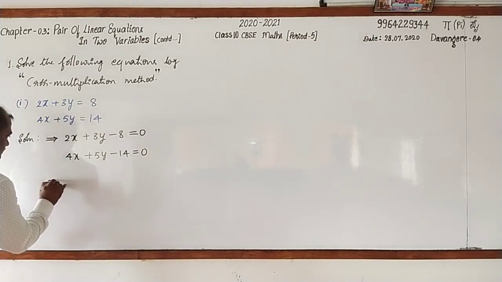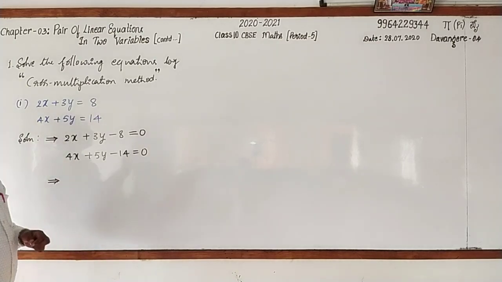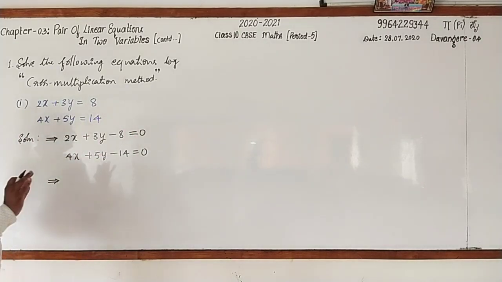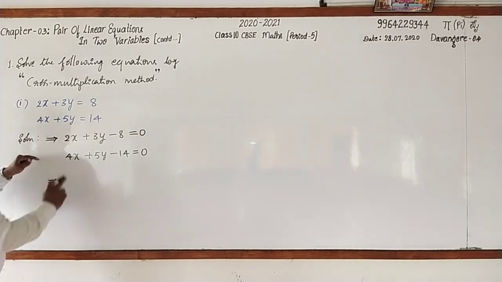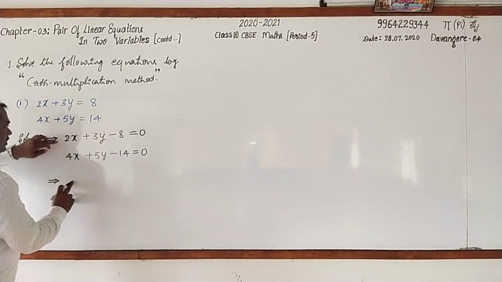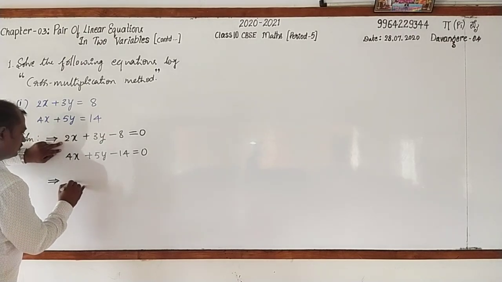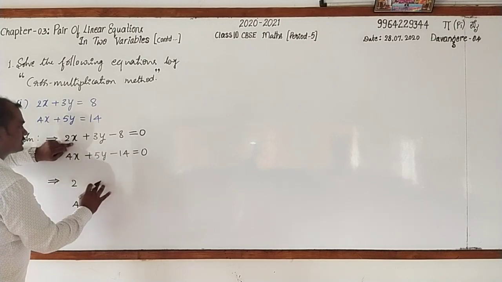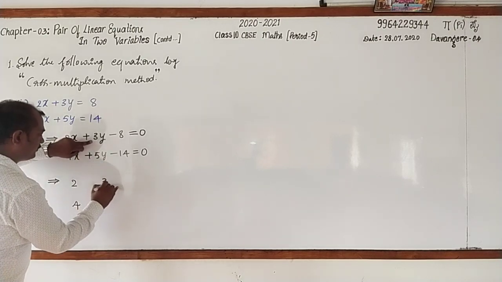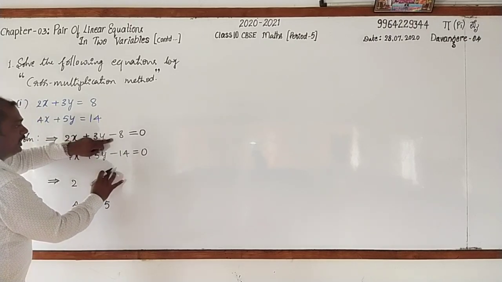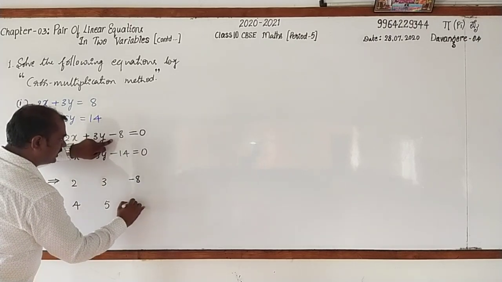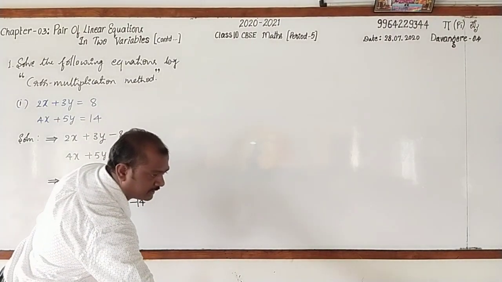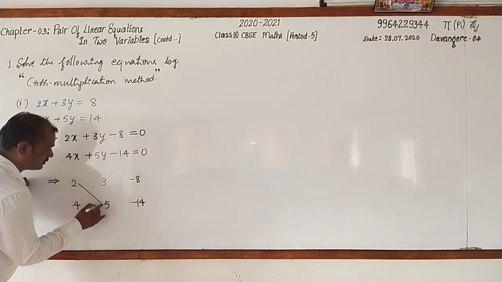Next, never mind about how to write a1, b2, a2, b1 and all. I will teach you in the simplest way. Write all the coefficients. The coefficients are 2 and 4; these are the coefficients of x. Next, 3 and 5; these are the coefficients of y. And the constants are minus 8 and minus 14. Clear?